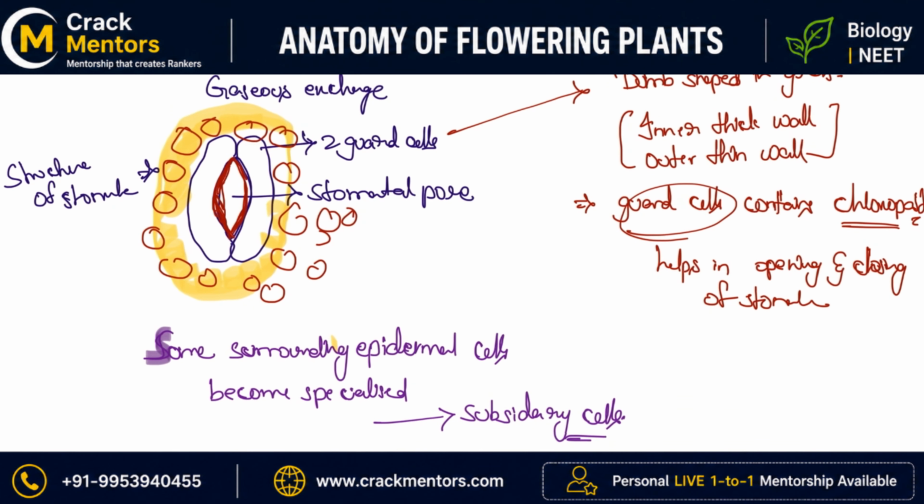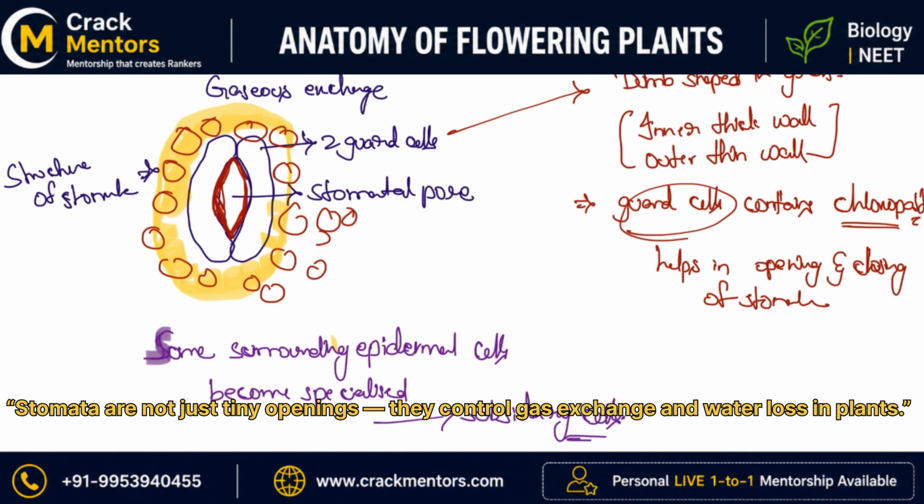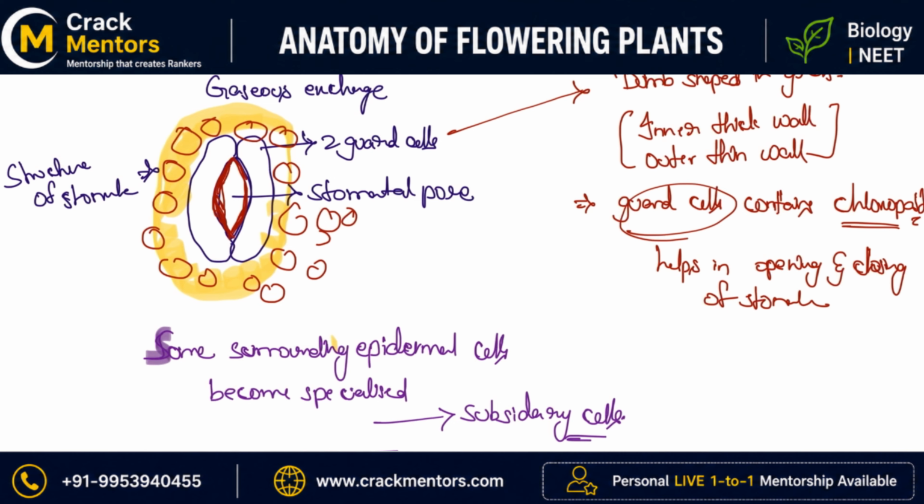These are called subsidiary cells. Coming to the stomatal apparatus, that is the full structure of stomata for helping in gaseous exchange, the total stomata group, like the team of stomata, we say, that is the stomatal apparatus. What all does this contain?